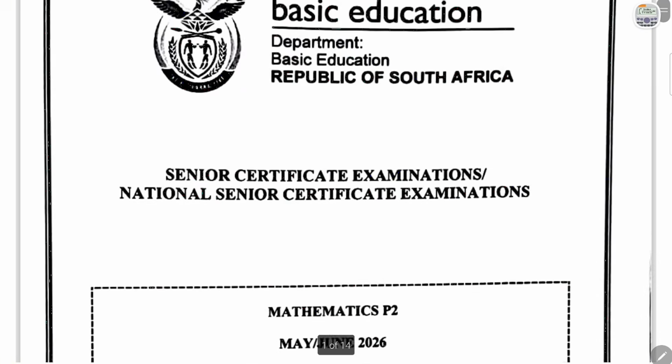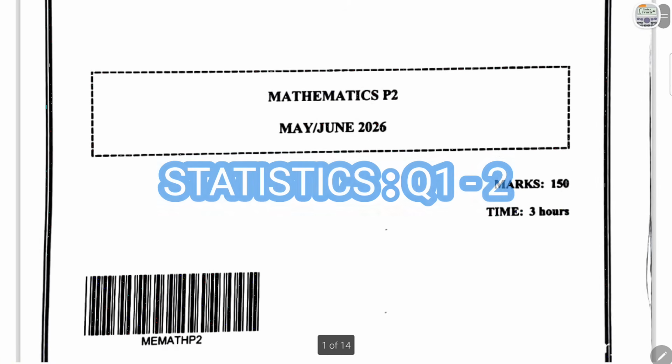With that being said, this is going to be the statistics section of this paper.